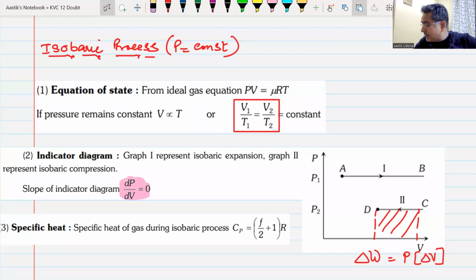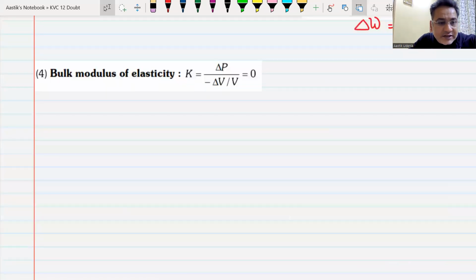We have seen the 3 points. The next point would be, what would be the next point? We would have to find out the bulk modulus of elasticity in this case. Can anyone tell me what will be the bulk modulus of elasticity in this case? 0, sir. Well done. That is correct. The bulk modulus of elasticity in this process is going to be 0.